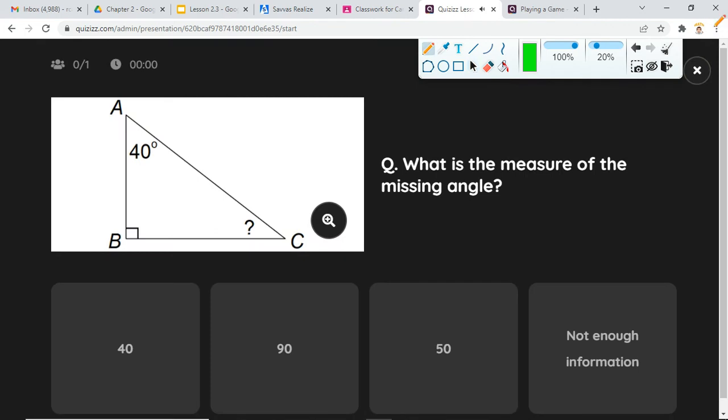All right, so if you took all three of these angle measurements up and you did 40 degrees, remember, since this is a little box right here, it means it is 90 degrees. 40 degrees plus 90 degrees plus C is equal to 180, which means 130 plus C is equal to 180. And by subtracting 130 from both sides, we get C is equal to 50 degrees. So if you chose 50 degrees as your answer, you're absolutely correct.